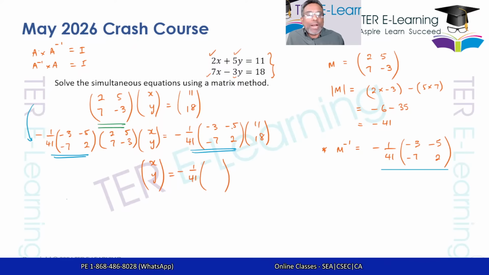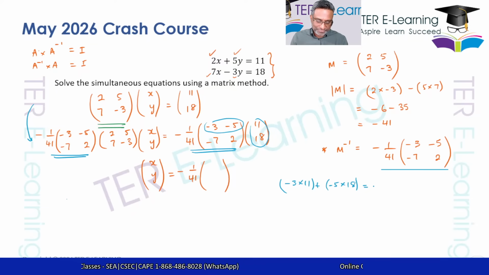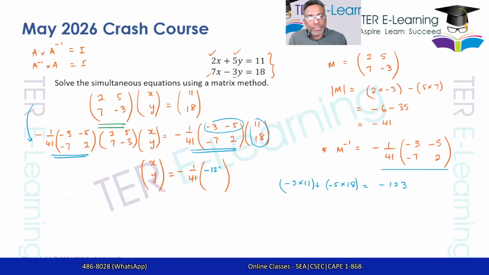Then I'm going to do a row by column multiplication. In this case, let's take this row here and multiply by this column here. I'll do this on the side here. So that's minus 3 multiplied by 11, plus minus 5 multiplied by 18. Now, I hope this works out. I find the numbers looking kind of big. So that's minus 33 plus minus 5 by 18, close brackets. I'm getting minus 123.